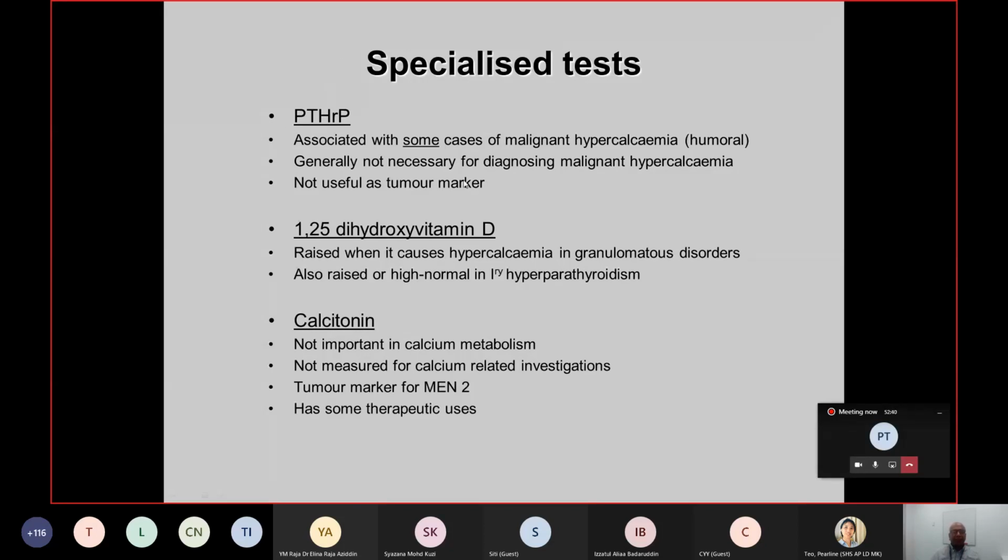PTH-RP can be measured to confirm PTH-RP as the cause of malignant hypercalcemia. Generally not necessary, but sometimes it's nice to confirm. 1,25-D is said to be increased in sarcoidosis or granulomatous disorders. Again, it's been shown in practice to not be a very sensitive or specific marker. Calcitonin is a hormone which is said to have some effect on calcium metabolism, but generally not measured for calcium abnormalities. It's really a tumor marker for MEN2.